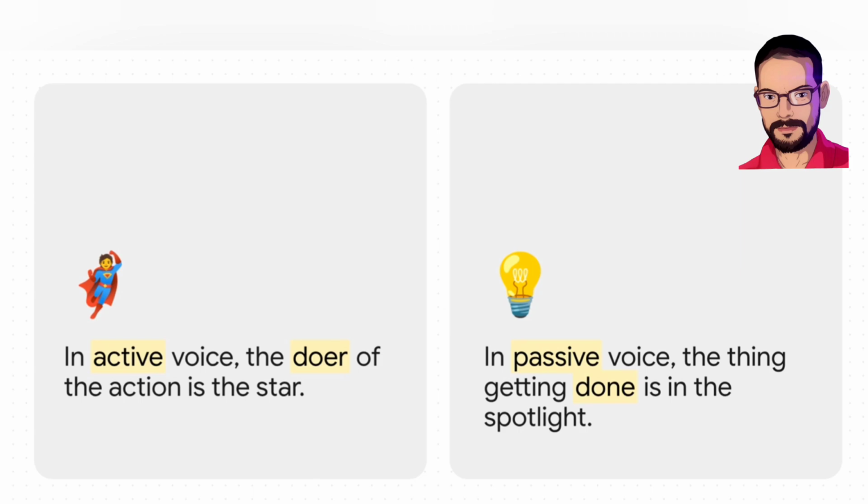It really all boils down to one simple question. Who's the star of the show? In the active voice, the hero of your sentence is the person or thing that's actually doing the action. We call him the doer. But in the passive voice, the spotlight flips. The person or thing that's receiving the action becomes the star. It's all about who gets that spotlight.